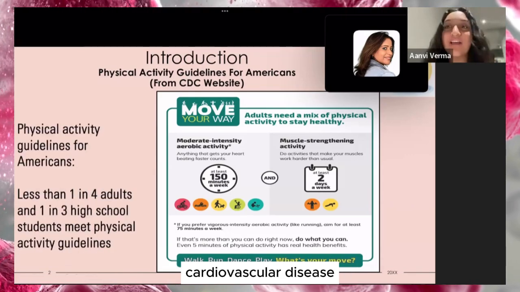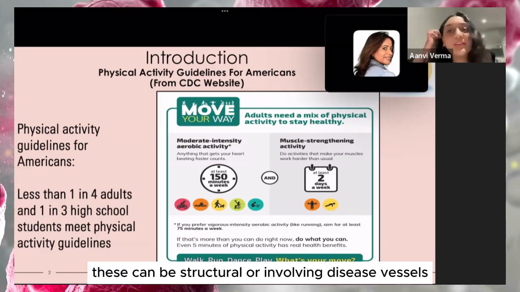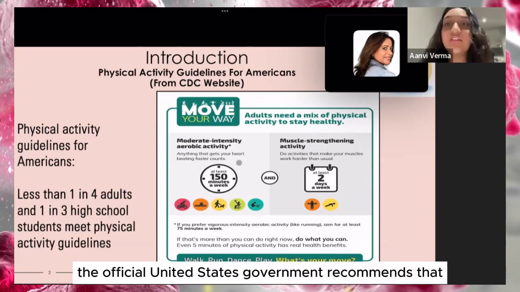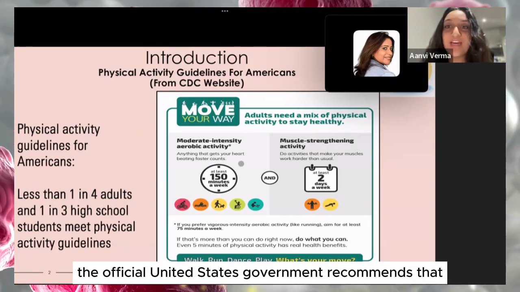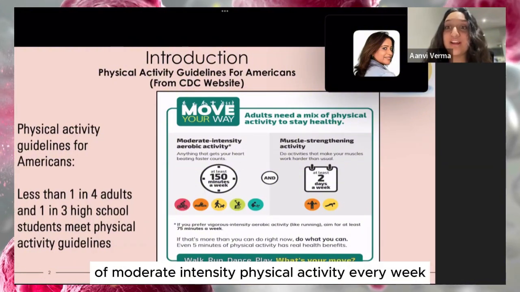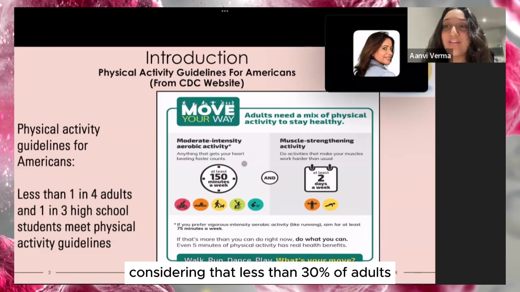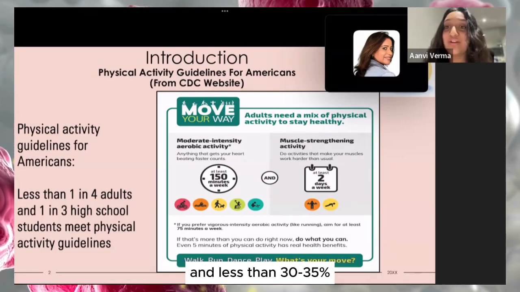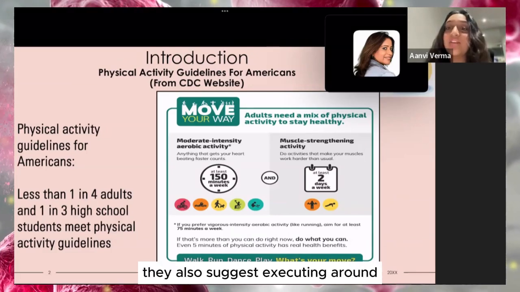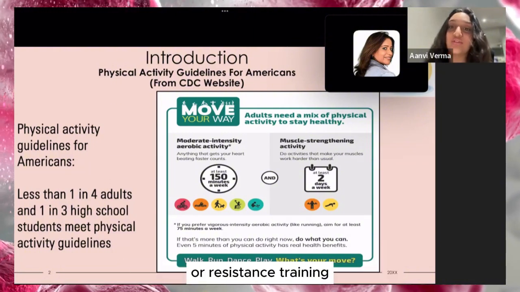Basically, cardiovascular disease is when there are problems in the heart and the blood vessels. These can be structural or involving diseased vessels and blood clots. The official United States government recommends that Americans engage in at least 150 minutes of moderate intensity physical activity every week. It's extremely surprising considering that less than 30% of adults and less than 35% of high school students actually meet this recommendation. They also suggest executing around 2 days of muscle strengthening activity or resistance training.